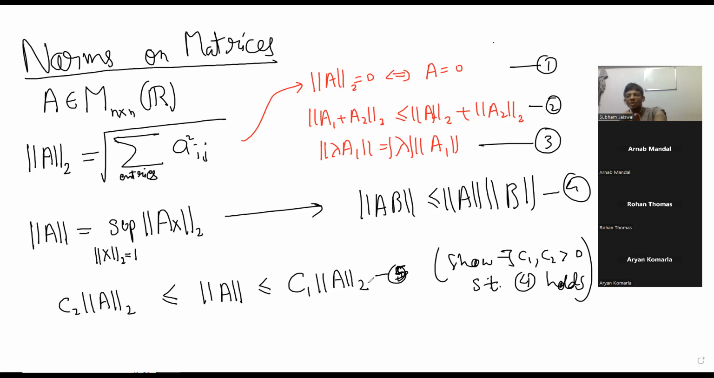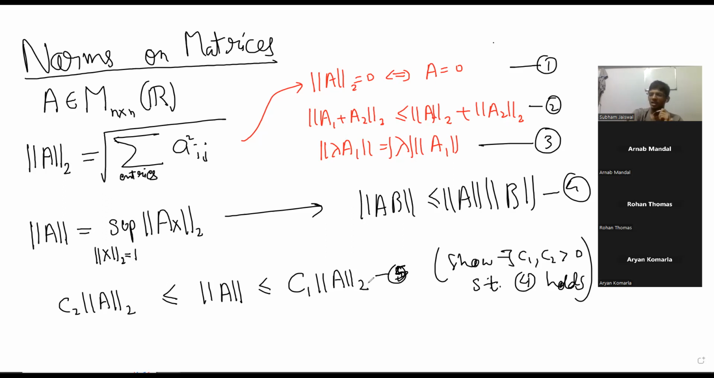Okay. We will find C1 and C2. You have to find C1 and C2. You don't have to find the best C1 and C2. Maybe I think you can find that. But we have to find C1 and C2. Let's try to find C1.